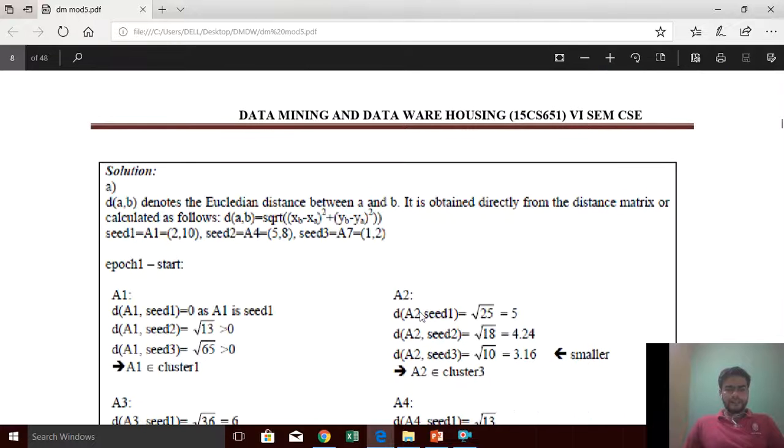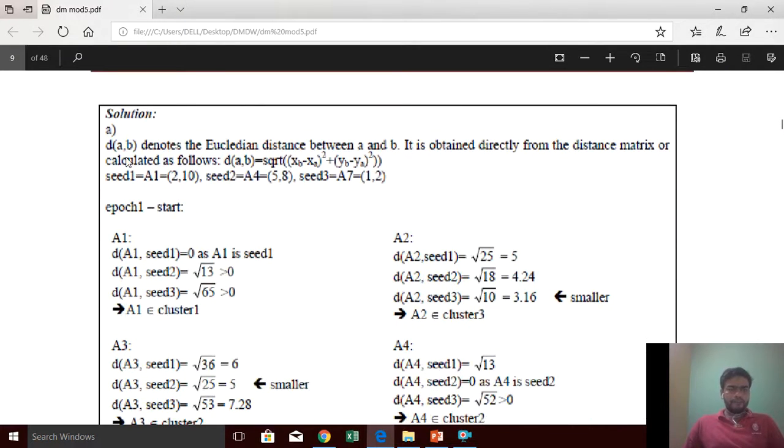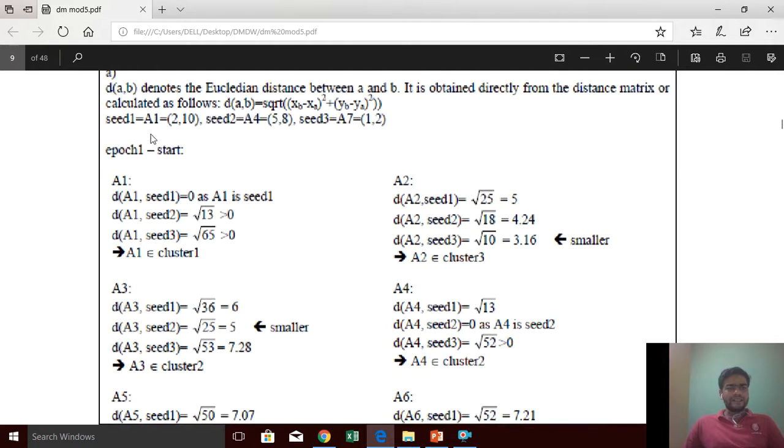So now let us take the solution. We need to calculate the Euclidean distance. The Euclidean distance between any 2 points, d(a, b), is equal to the square root of (x of b minus x of a) squared plus (y of b minus y of a) squared. Now what are the center points? A1, A4 and A7. So, first iteration.